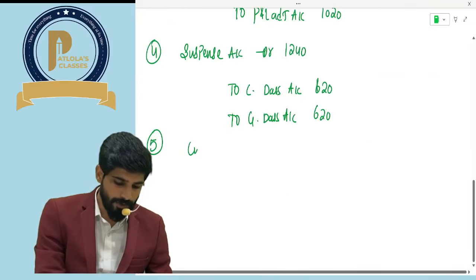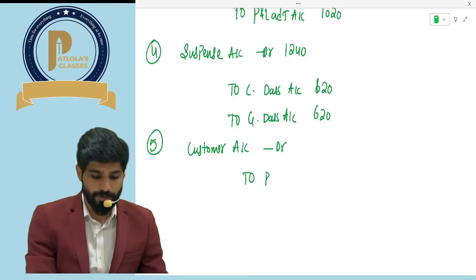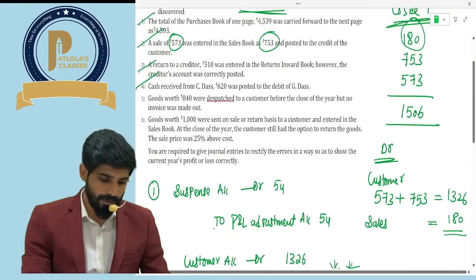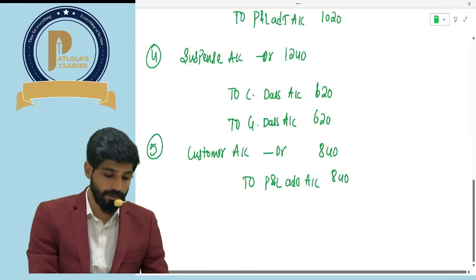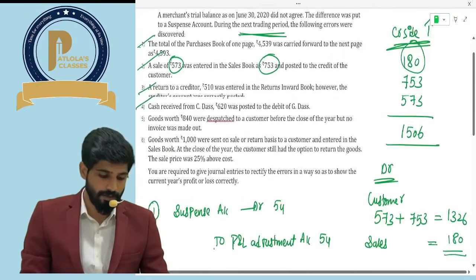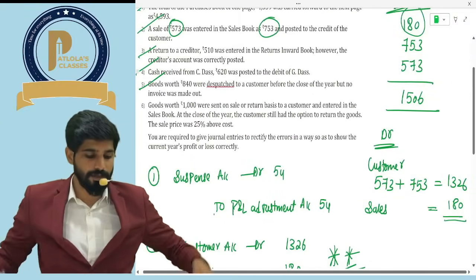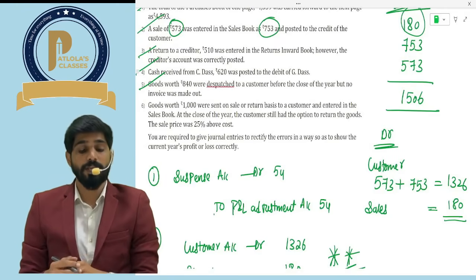Entry will be customer account debit to sales, but we are not going to use the word sales, we are going to use the word P&L adjustment account. How much is the amount? Amount is 840, amount being 840. Now the last one is a different thing that we have not done till now, that is goods worth 1000 were sent on sale or return basis.